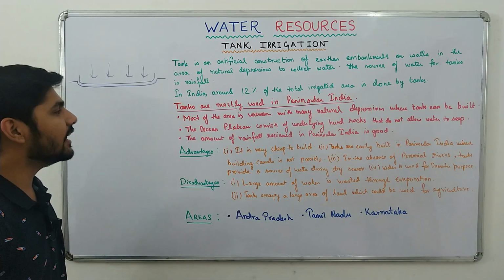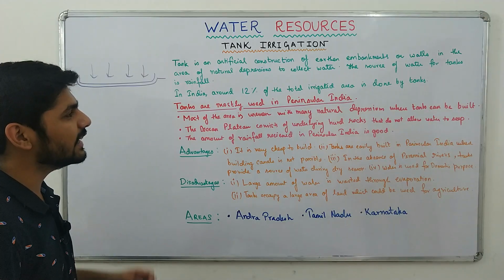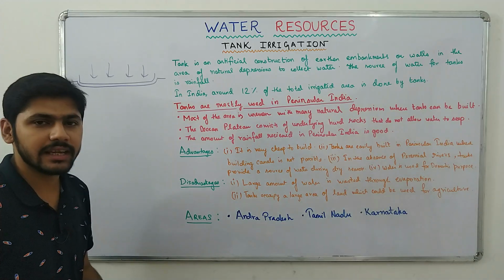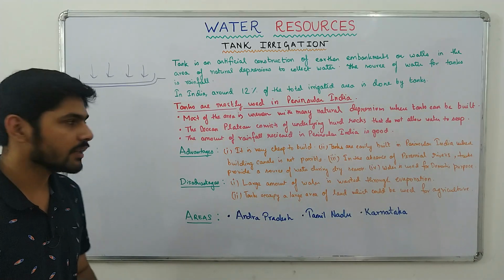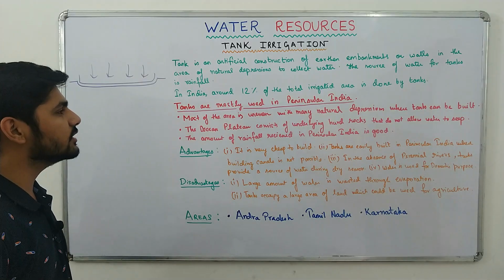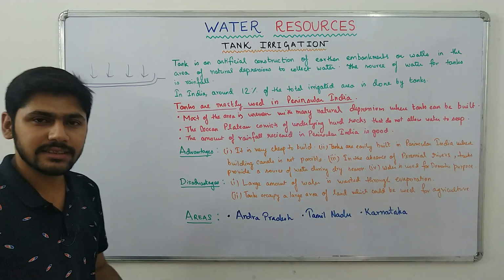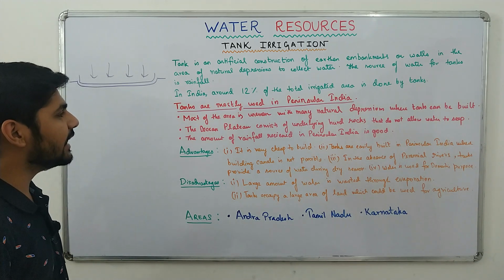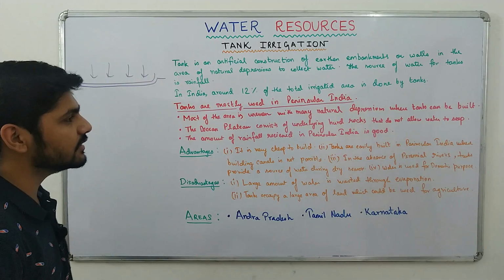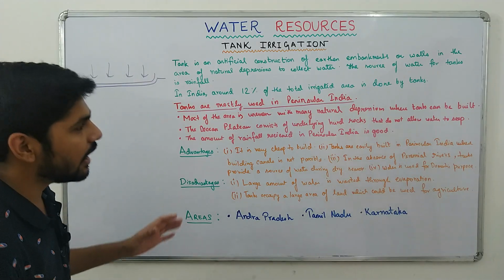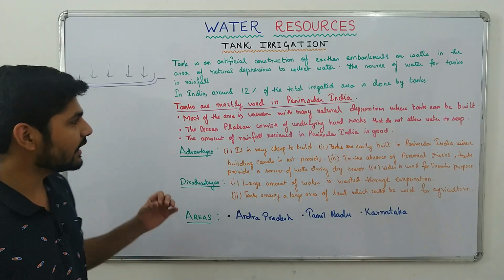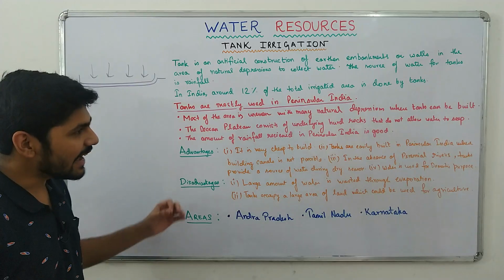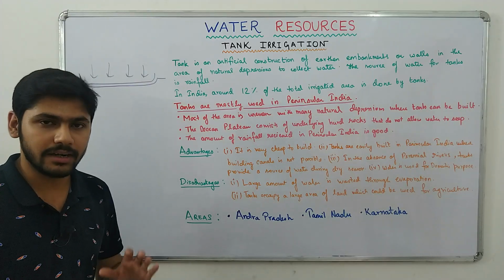Okay, in India around 12% of the total irrigated area is done by tanks, and this 12% is mostly in peninsular India. So tanks are mostly used in peninsular India. There are many reasons for this. Let's check them out. First one, most of the area is uneven with many natural depressions where tanks can be built. Now the land of peninsular India is uneven and there are a lot of natural depressions. Hence, tanks can be easily built.